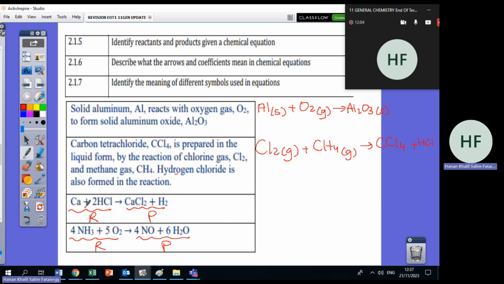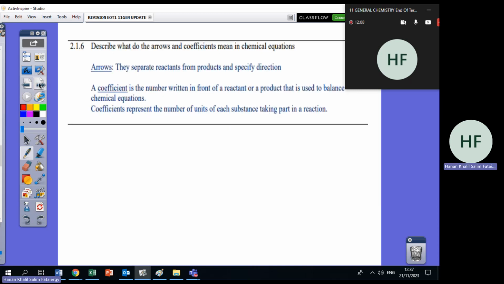So anything before the arrow is a reactant, anything after the arrow is a product. What do arrows do? They separate reactants from products. So between the reactants and the products we put an arrow.